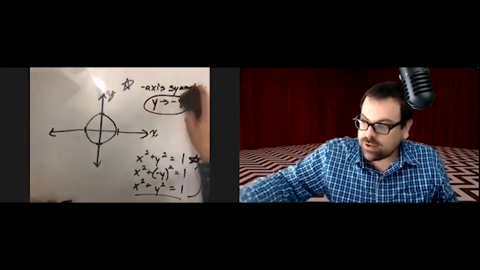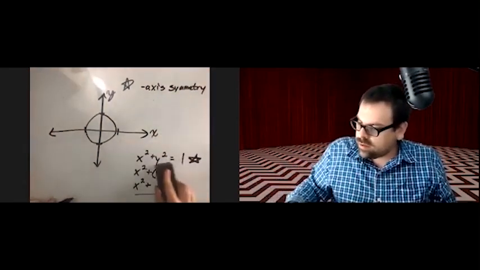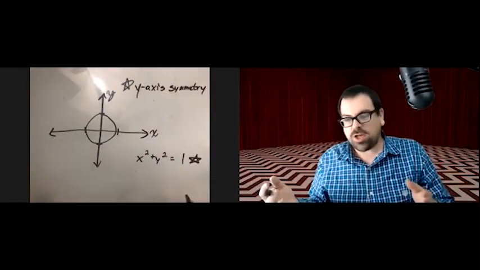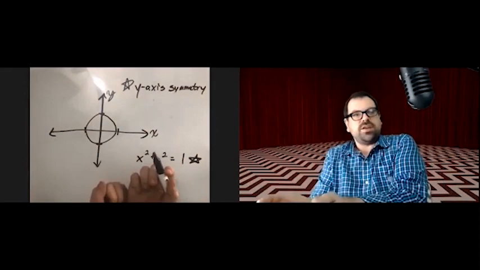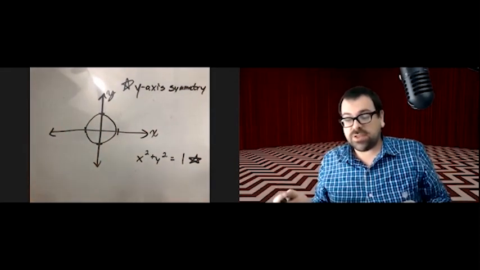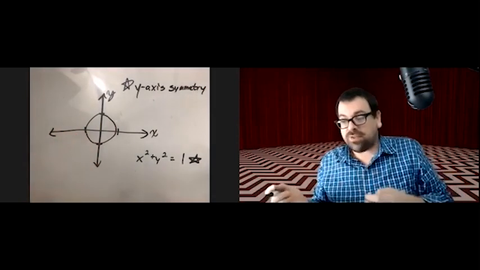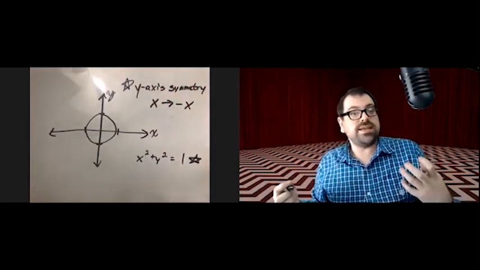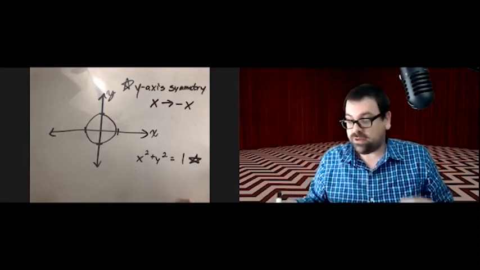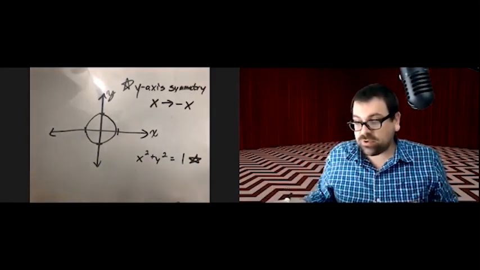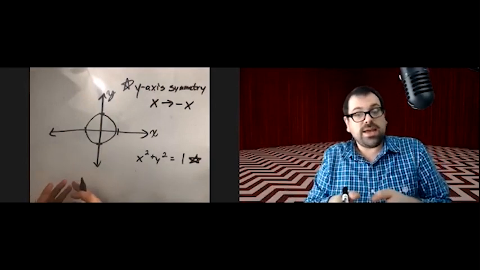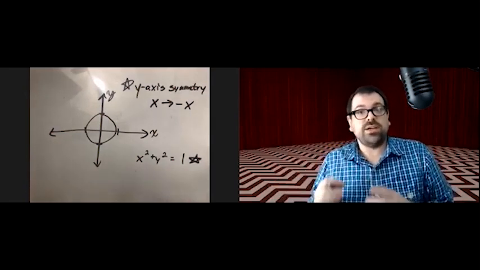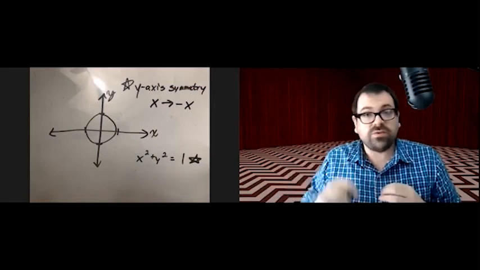Y-axis symmetry, same logic. The stuff on the left exists on the right. The stuff on the right exists on the left. That means all x values also have their opposite. We're replacing x with negative x and seeing that we get our original equation back. So same equation, same circle. We know it has x and y axis symmetry by looking at it. We just did the algebraic test for x-axis symmetry. Now we're going to do the algebraic test for y-axis symmetry.